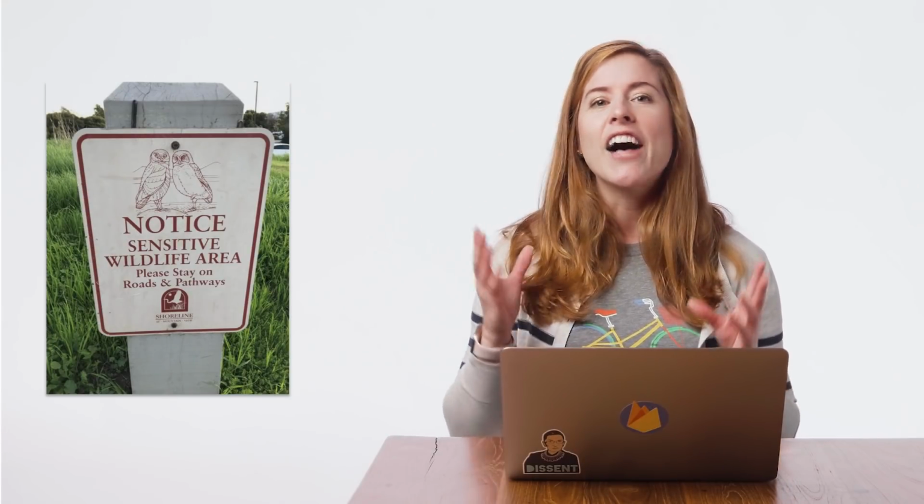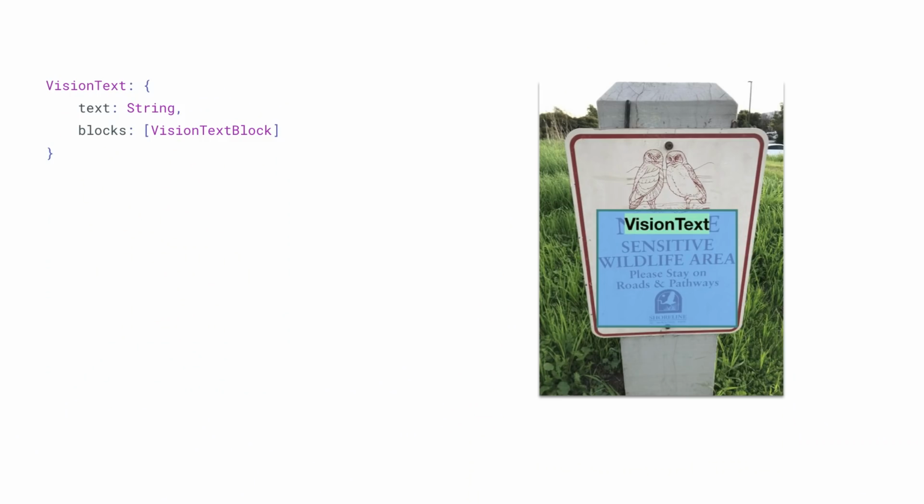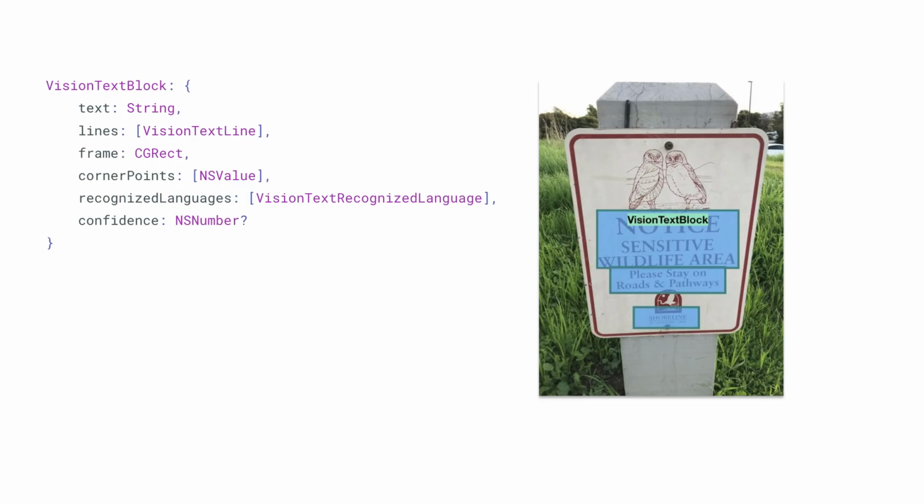In order to better understand how the process result function works, I'll examine the vision text object that was passed to the closure when I called textRecognizer.process. Vision text has 2 properties: text, a string of all the text found in the image, and blocks, an array of type vision text block. A vision text block is a text block recognized in an image. It also contains a string of the text. It has frame and corner points properties to describe where the text block is in the image, as well as what languages were detected and how confident the model is in these results.